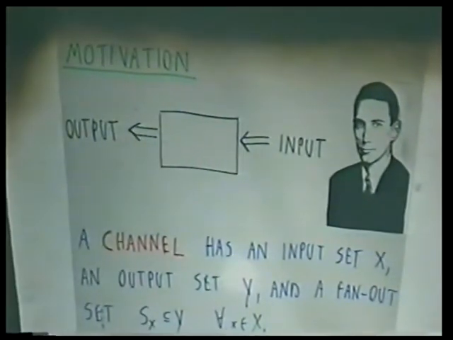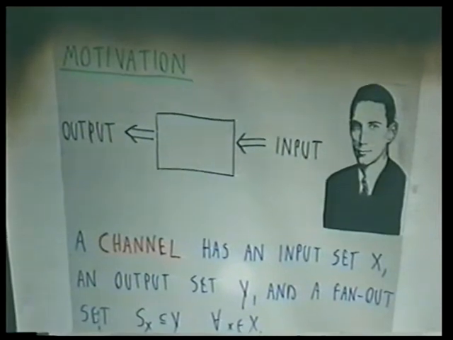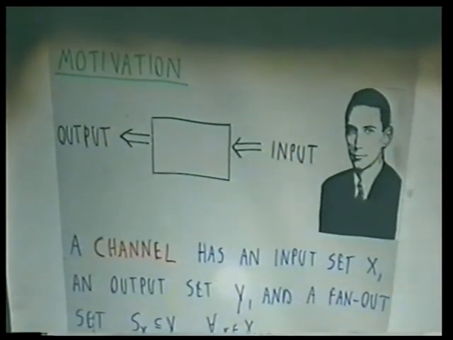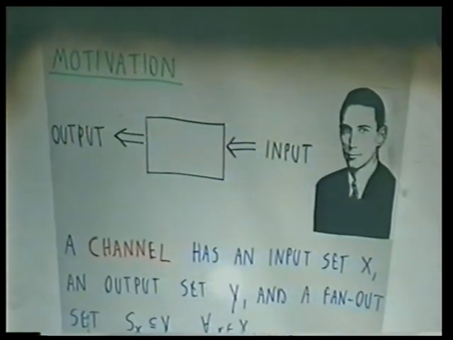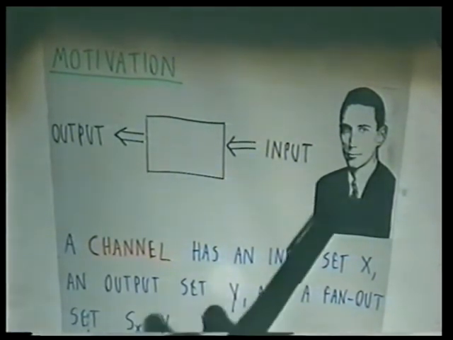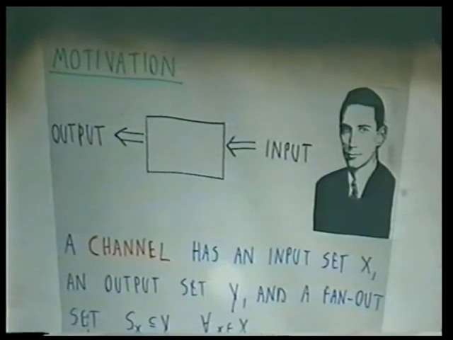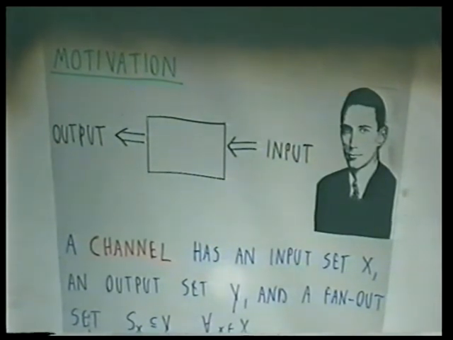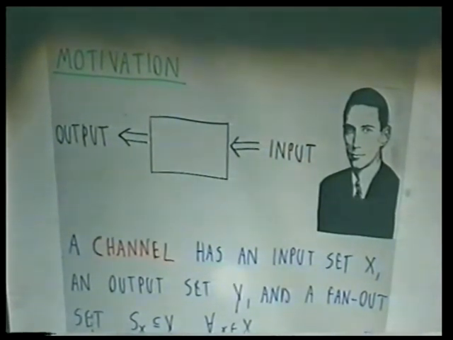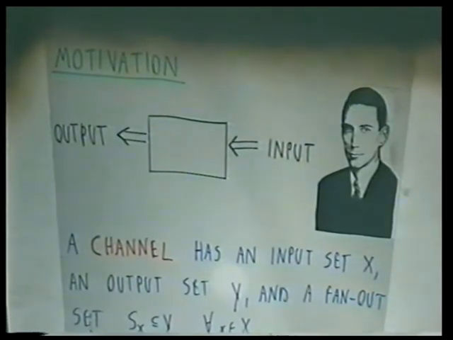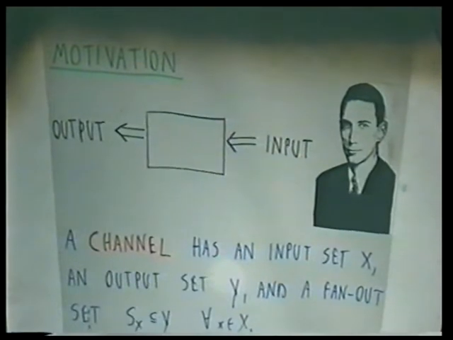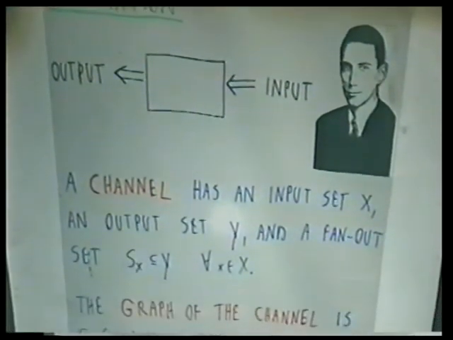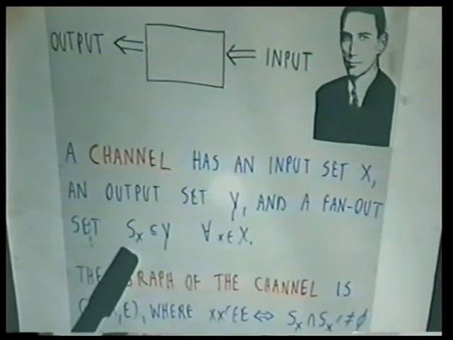So here is a motivation. What you see here is a definition of a channel. What is a channel? A channel has inputs. There is a finite set of all the possible inputs the channel may want to send to the other side. There is a possibly infinite, but here we can think that's finite also, set of outputs, Y. And then there is a fan-out set for every possible input, little x in capital X. There is a fan-out set S sub x.